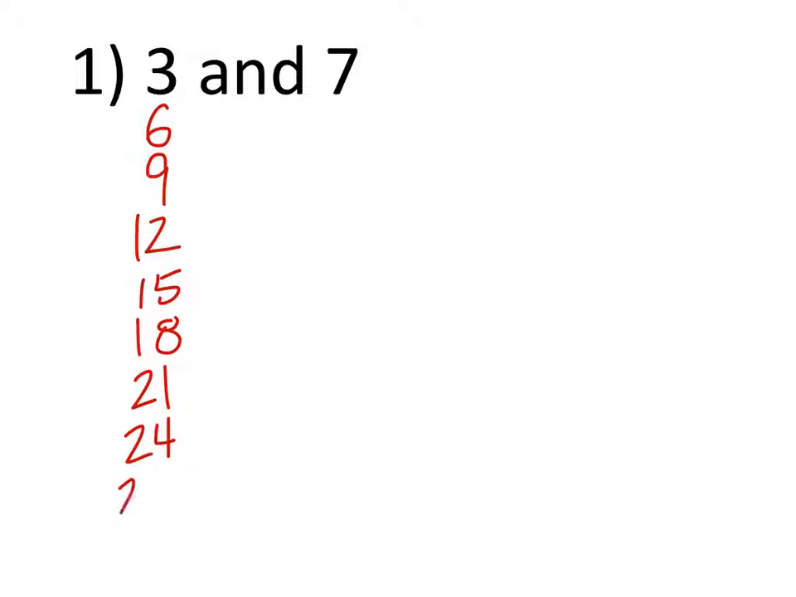So 3 and 7, we just need a common multiple. I'm going to list multiples of 3. 3, then 6, then 9, then 12, then 15. I'm just adding 3 as I go down the list here. 18, 21, 24, 27, and 30. Okay, so I have the first 10 multiples of 3.